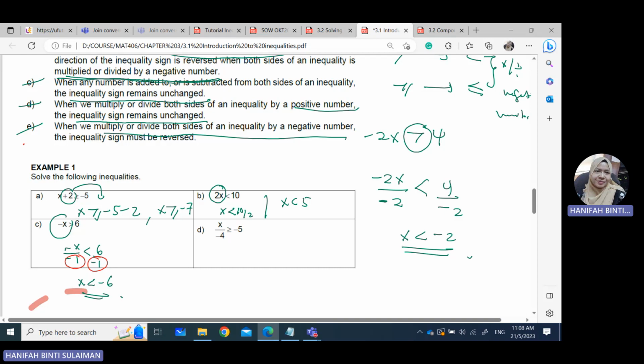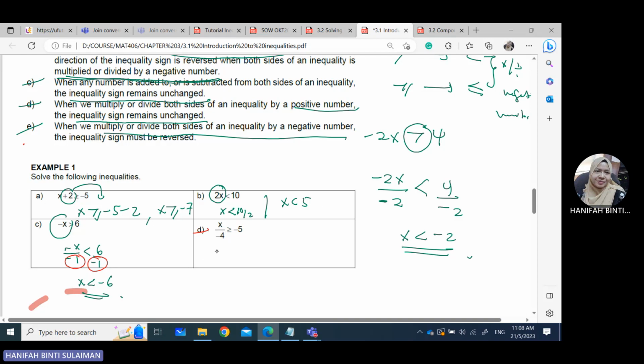Sign itu berubah apabila kita darabkan dengan negative number, darab ataupun bahagi. Betul. Okay.